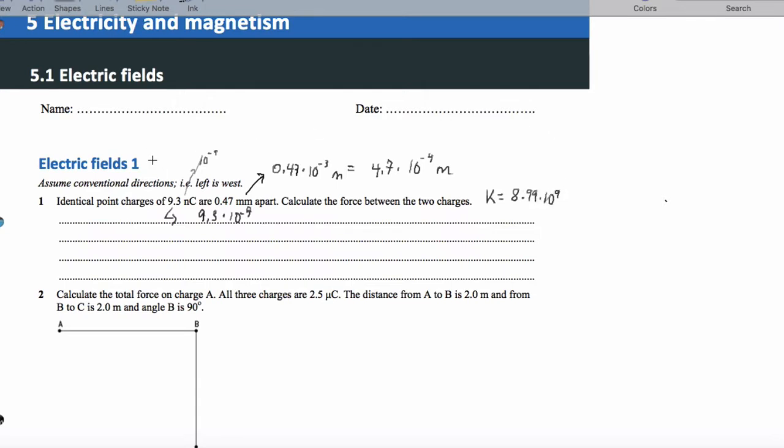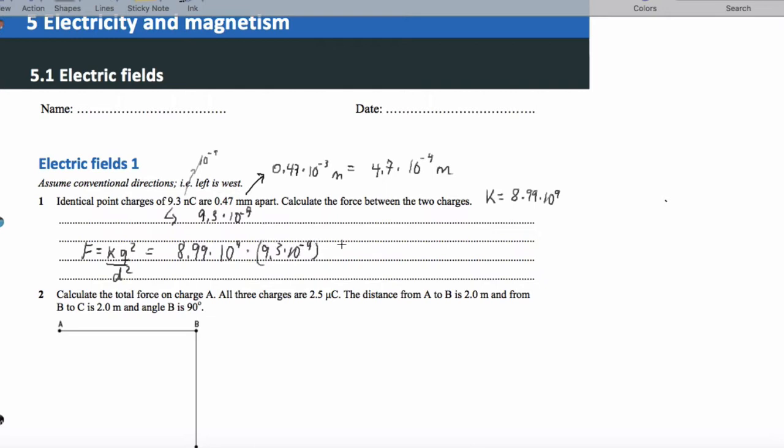Now let's go ahead and calculate the force on our charges. So the force is going to be equal to K. Since these are identical point charges, I'm going to square the charge, divided by the distance squared. And so that's going to be 8.99 times 10 to the 9th times 9.3 times 10 to the negative 9th.